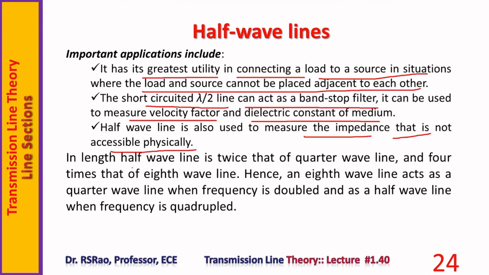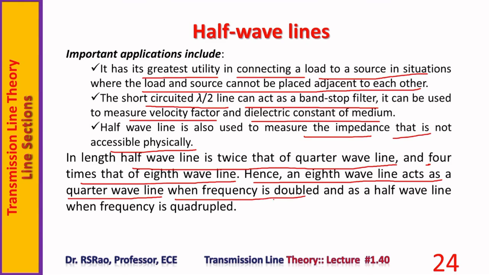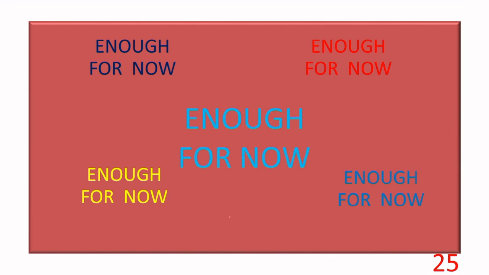In length, a half wave line is twice that of a quarter wave line and 4 times that of an eighth wave line. Hence, an eighth wave line acts as a quarter wave line when frequency is doubled, and a half wave line when frequency is quadrupled. These are some of the points which I want to share regarding the line sections.